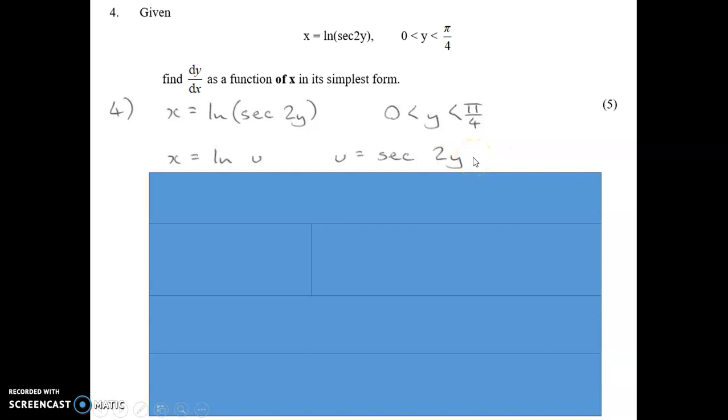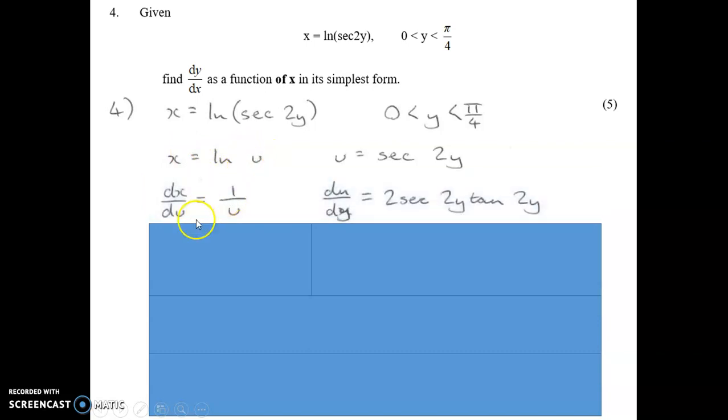I can differentiate each of these functions, so differentiate this one with respect to u, and I get dx by du equals 1 over u. Differentiate this function with respect to y, so I get du by dy, and if you look in your formula book you'll see that the derivative of sec 2y is 2 sec 2y tan 2y. I've kind of used the chain rule there a bit as well, taking the 2 outside.